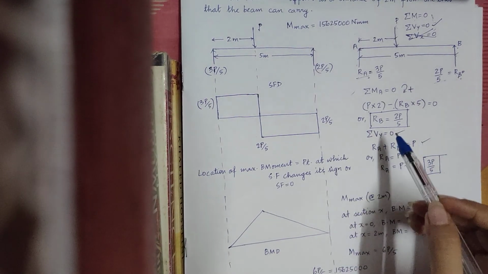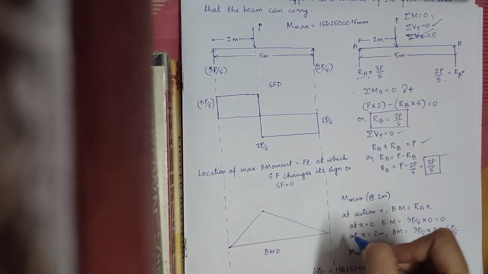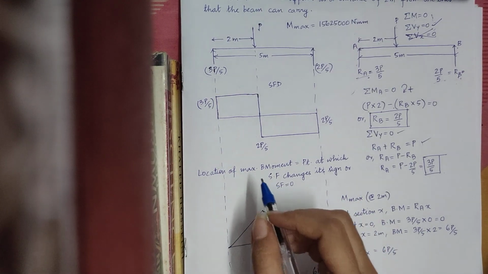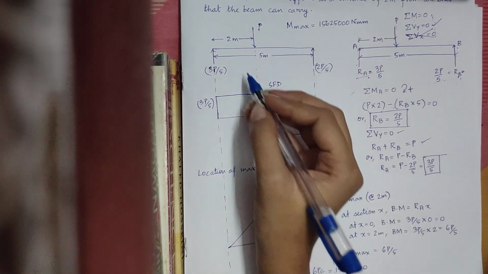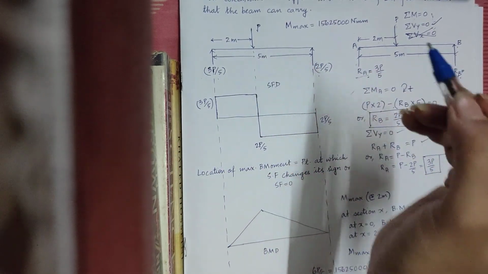Now, in order to find out the maximum bending moment or the location of maximum bending moment, we will draw the shear force diagram. So how do we draw the shear force diagram? We have all the values of reactions here. We have the value of load here.